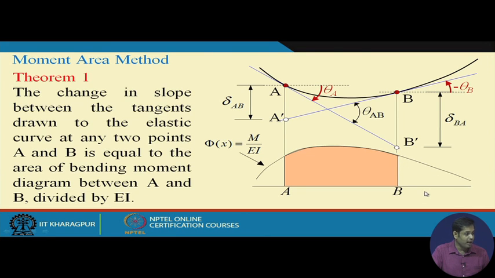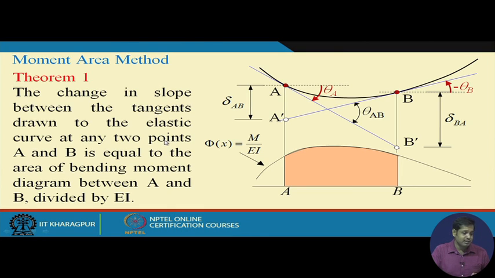So, here we have the first theorem of the moment area method. What it says, just now what I said, is that the change in slope between the tangents drawn to the elastic curve at any 2 points A and B, theta AB, is equal to the area of the bending moment diagram between A and B divided by EI. Okay. So, this is the first theorem of the moment area method. When we see the application of this, probably it will be more clear.